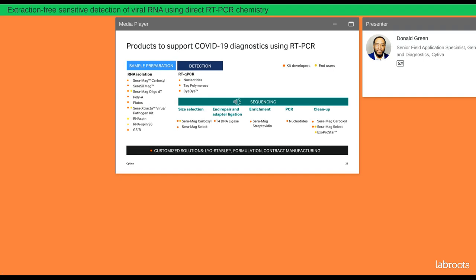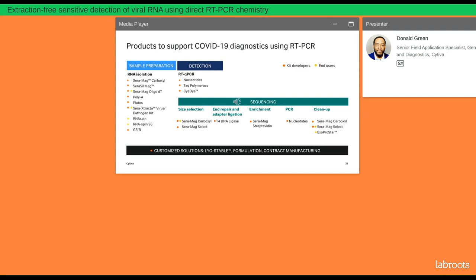As we are winding down, I really wanted to point out some of the products that have been supporting the COVID-19 efforts in diagnostics using RT-PCR. Just wanted to remind you, Cytiva as a whole, we are very into a variety of different aspects of the lab. Sample preparation, RNA isolation, whether you want to develop your own kit, whether you want to use some of ours. I think I mentioned the Ser-extractor viral pathogen kit above. If you want to make your own kit from your own magnetic bead formulations, we offer magnetic beads as well, carboxyl and silica beads. We also offer some oligo dT beads. We do poly A. We offer plates, spin columns.